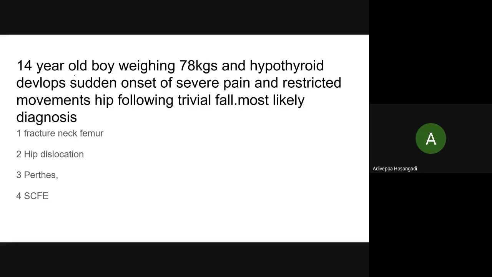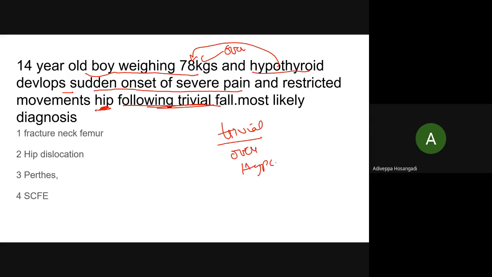A 14-year-old boy weighing 78 kgs means certainly he is overweight. He is hypothyroid, which might be one of the reasons for the overweight. He has sudden onset of severe pain and restricted movements in the hip following a trivial fall. He has just fallen down with a trivial injury, like getting down from the cycle or climbing the stairs, without any severe injury. He is an overweight, hypothyroid child. So what is the most likely diagnosis?